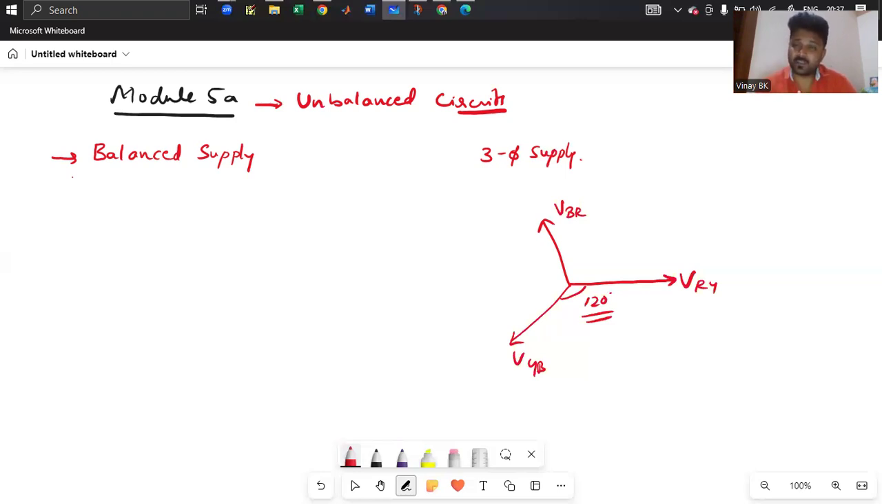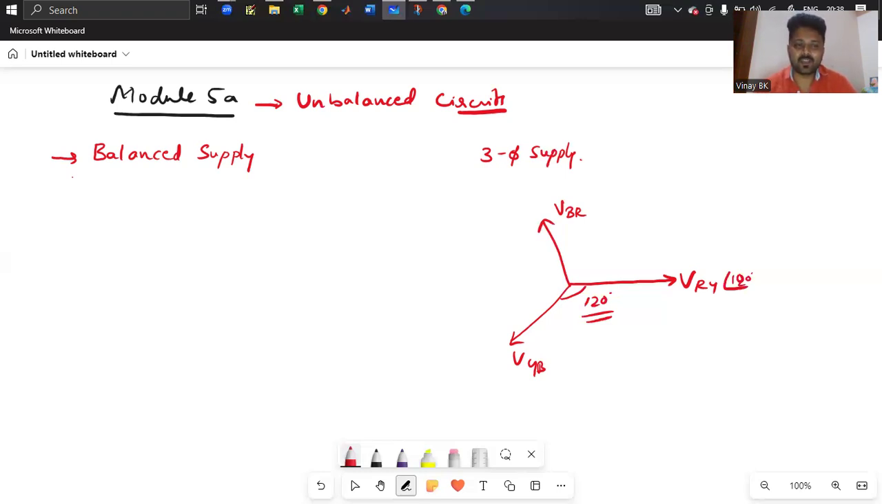Balanced supply: if all the three voltages, either line voltage or phase voltage, line current or phase current, have the same magnitude but the phase difference is 120 degrees apart, then you can call that balanced supply. Unbalanced means if any one condition fails, then you can call that unbalanced supply.